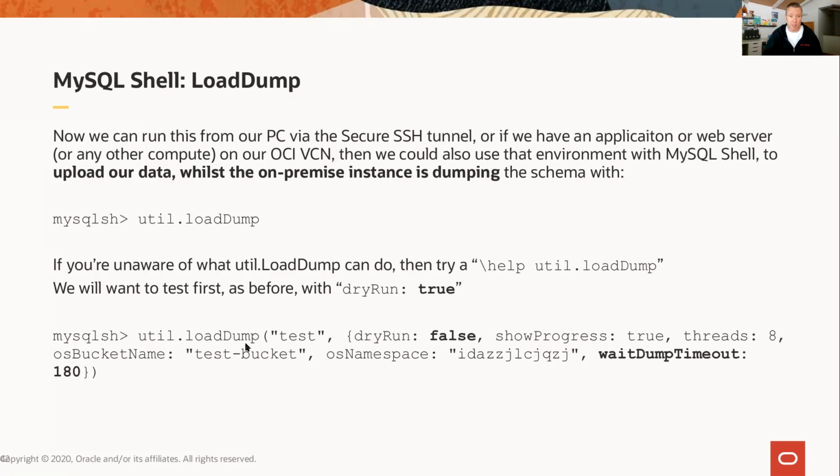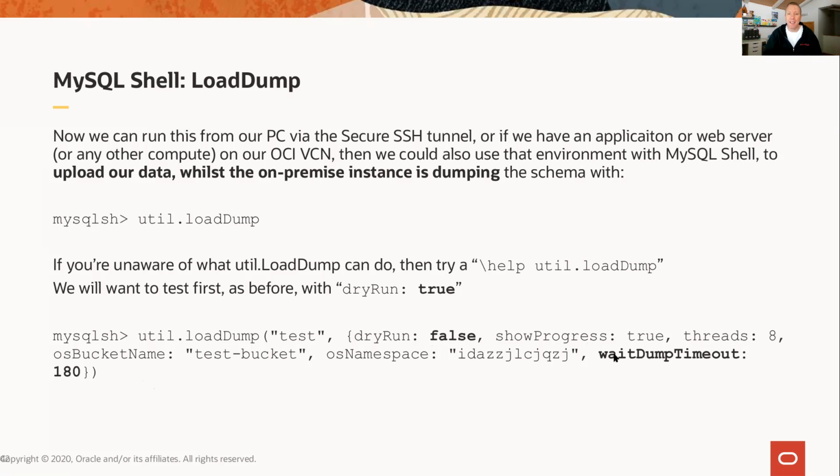And the example here is util.loadDump, test, we know what that is. It's a schema we're loading in. Dry run is false, okay, because this is one we've tested already. We do want to see the progress. The threads are still 8. My OS bucket name and the namespace, remember that? That's where we're reading from. Cool, we got all of that.